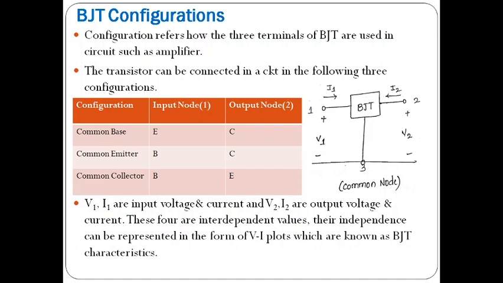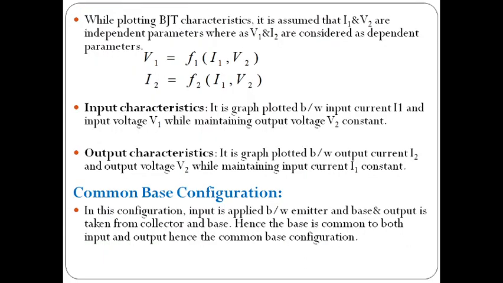Their dependence can be represented in the form of VI graphs, which are known as BJT characteristics. While plotting the BJT characteristics, I1 and V2 are taken as independent parameters, whereas V1 and I2 are considered dependent parameters. So V1 is a function of I1 and V2, and I2 is a function of I1 and V2.